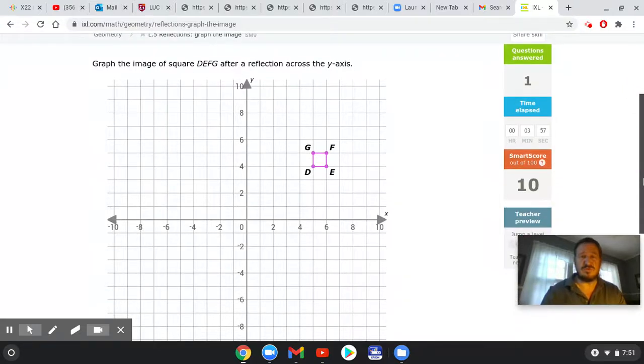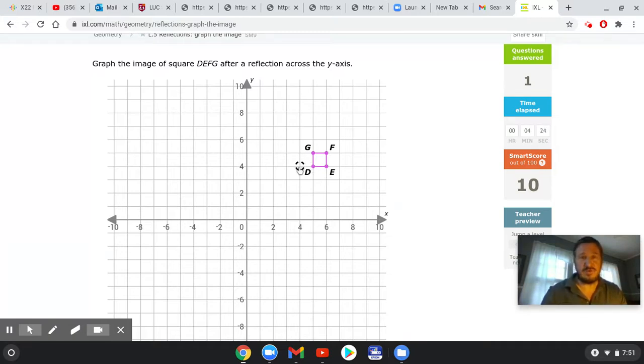It says one more, so we'll do one more. We look at graphing the image of square DEFG after reflection across the y-axis. The y-axis is this one. You take a look at these points and see how many units each is from this axis, and then you can just count across this way as well. It's probably not the only way to do it. Obviously, we can do it by the coordinates, but I'm going to show you, graphing-wise, the easiest way to do it, as far as I'm concerned.